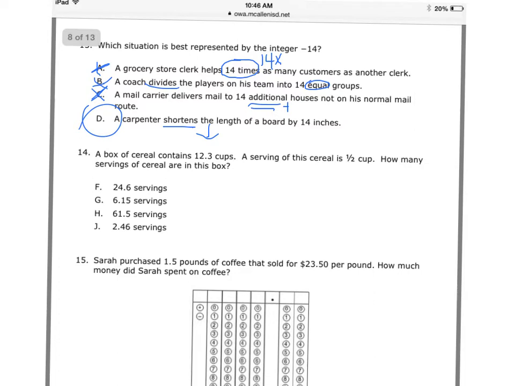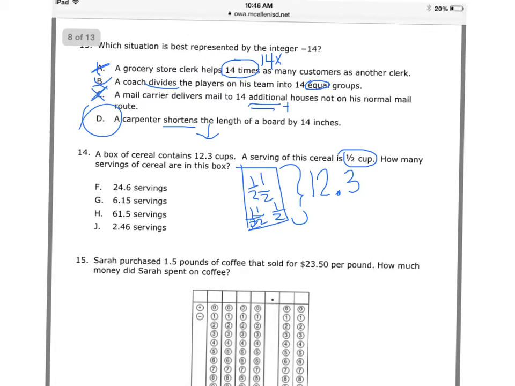Number 14, a box of cereal contains 12 3/10 cups. A serving of this cereal is half a cup. How many servings are in this box? So here's your whole box of cereal, and it's 12 cups and then a little bit more. And they're saying one serving, what you should eat, is half a cup. So they're saying how many half cup servings are in this box. Okay? That's division.